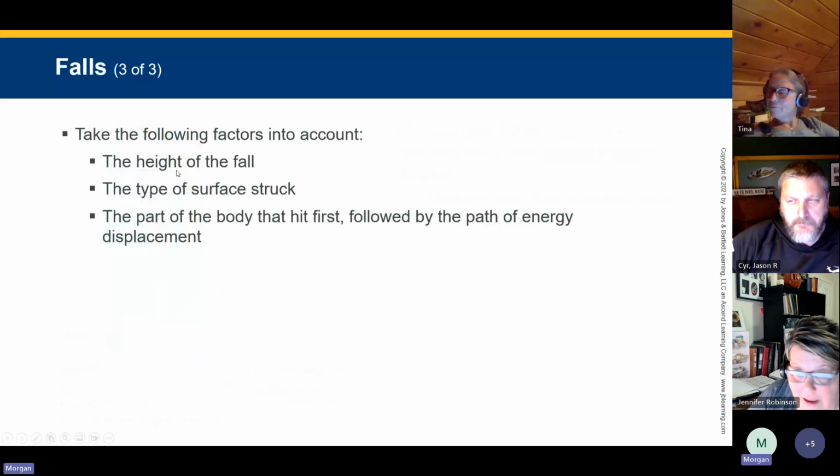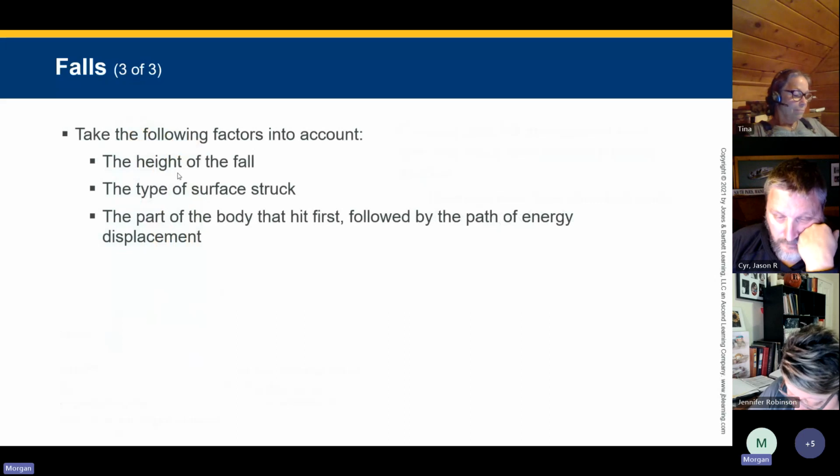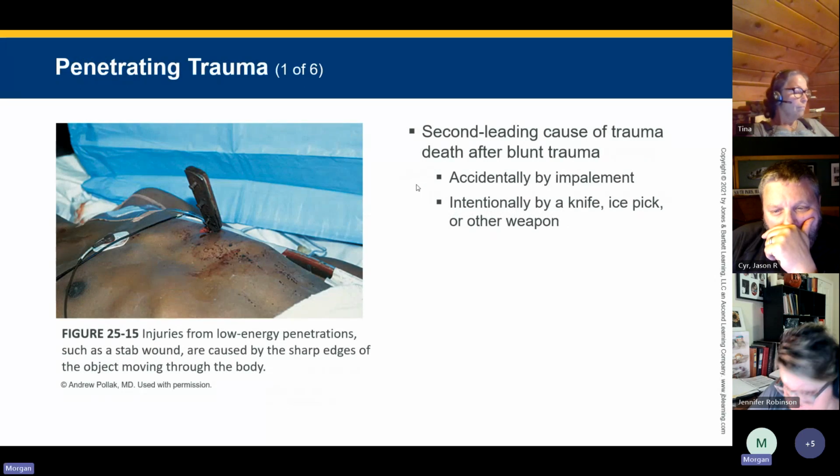Take the height of the fall, the surface, like if they fall on grass or dirt rather than concrete, concrete's not forgiving. Or if it's stony. Then the part of the body that hit first, which you can usually tell. If somebody falls on their shoulder or their neck, they're going to have significant shoulder injury. If they fall on their head, they're going to have significant head injury. So, any questions about blunt trauma? No. Or car crashes or anything like that?